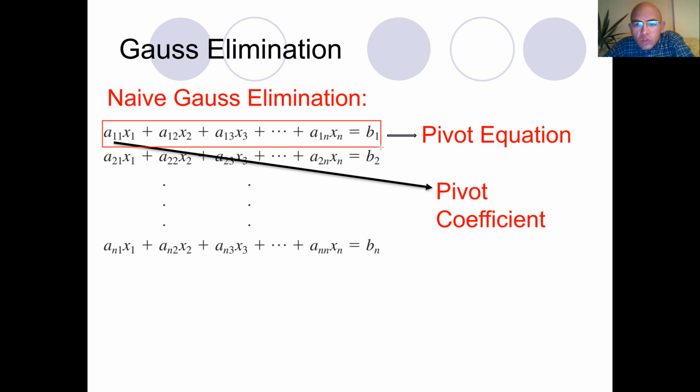And what we do is we basically eliminate it from the rest of the equations. So how do we do it? Simple. We first divide the first equation by a11. And then, for example, we want to eliminate x1 from the second equation. What we do is multiply this equation by a21 and then subtract it from the second equation. I do the same thing for the third, fourth, and fifth. As a result, the variable x1 is eliminated from all of the equations except the pivot equation. And it goes like this.